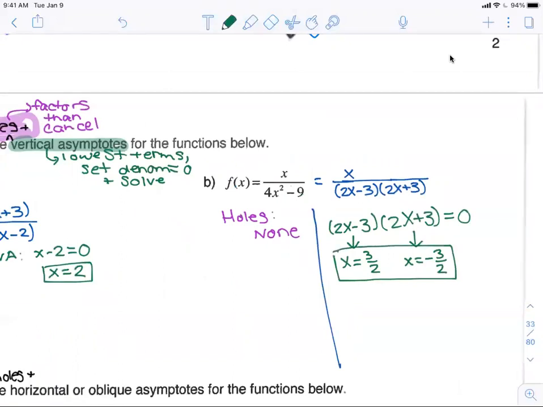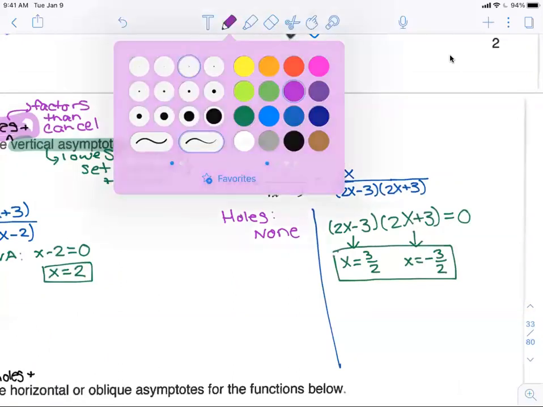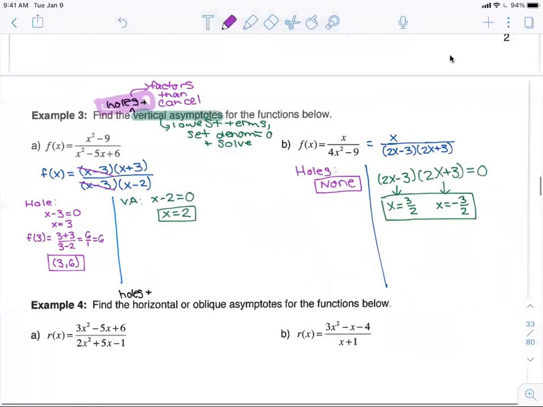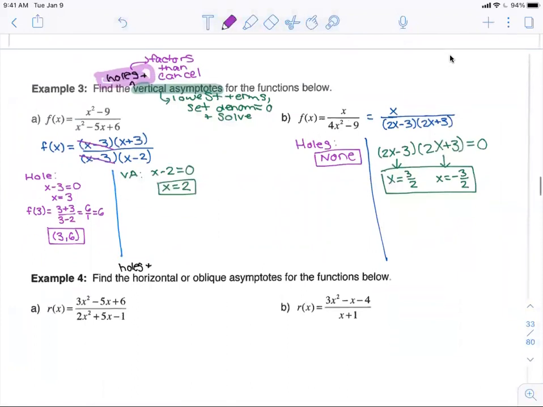Those are your vertical asymptotes. Notice vertical is bucks. It's always going to be x equals bucks. x equals is going to be your answer. Always, always, always. If you don't have that part, it is wrong. Bucks. It's a vertical dashed line.